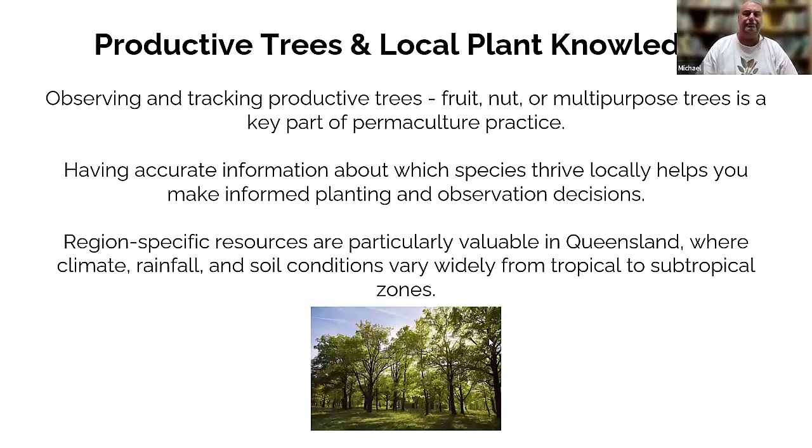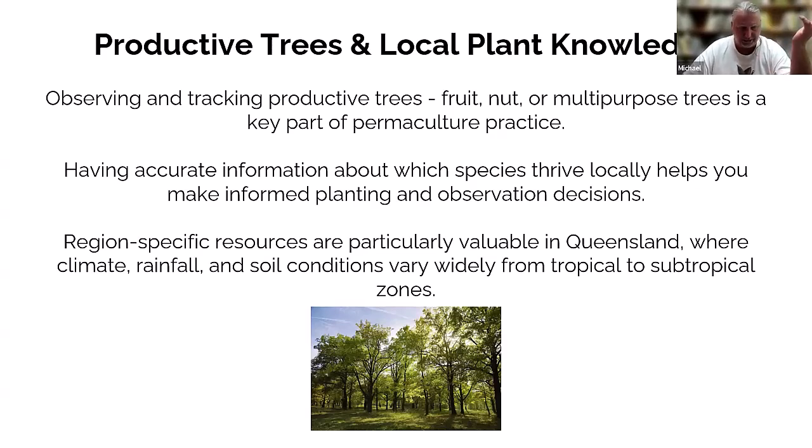All right, so productive trees and local plant knowledge. Observing and tracking productive trees, fruit, nut, or multiple species trees is a key part of permaculture practice. Just because the tag says it's going to behave in a certain way doesn't necessarily mean it's going to. Again, plants behave differently in different climatic zones. That's just reality. Having accurate information about what species thrives locally helps you make informed planting and observation decisions. This one did really well, this one didn't.